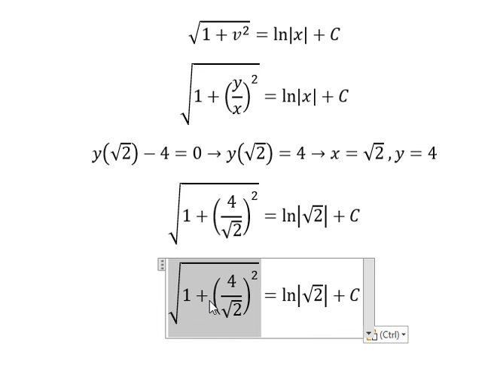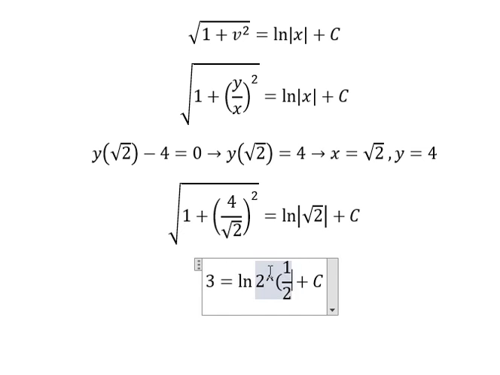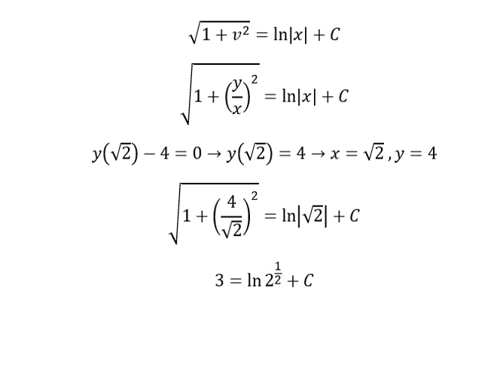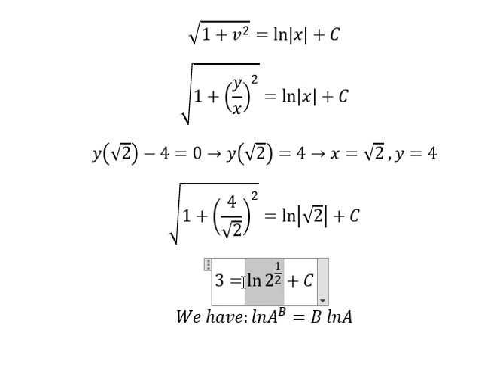So this one we have number 3. This one we can put into number 2 to the power of 1 over 2. So we have the formula in here. ln a to the power of b equals to b ln a. So a dash is about number 2, b dash is about 1 over 2. Now we need to transform this one into this one.